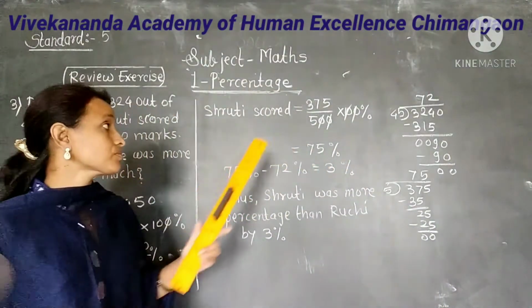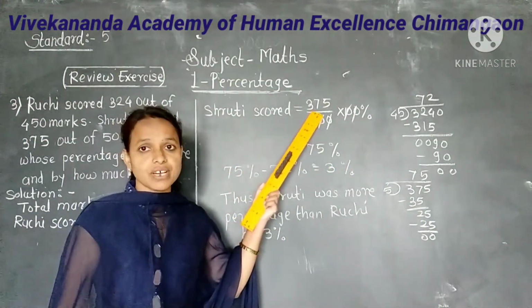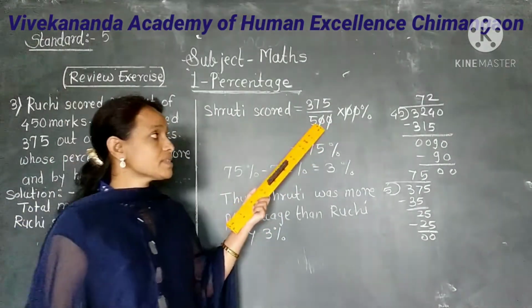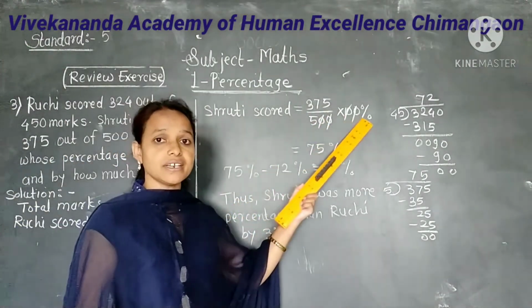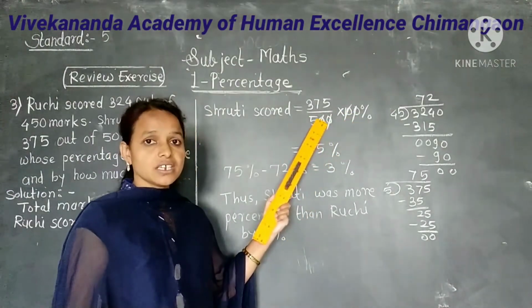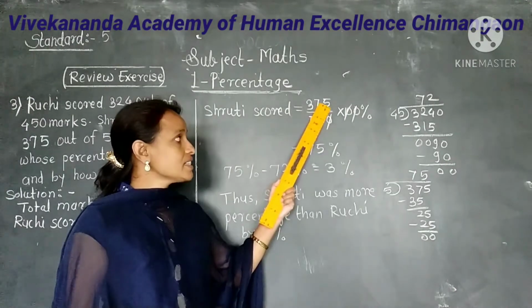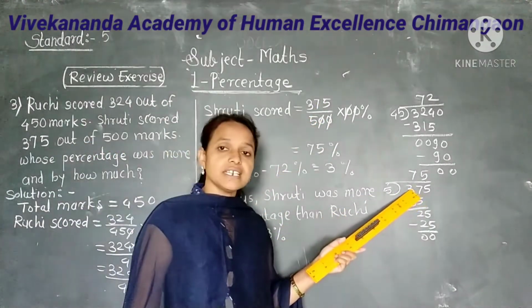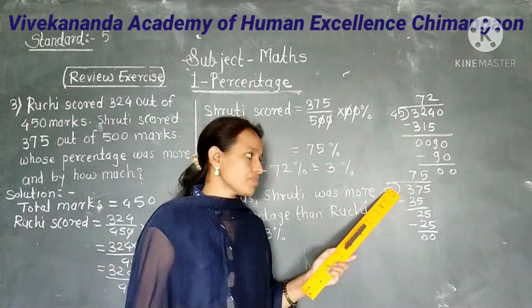Shruti got 375 marks out of 500. So here we want to find its percentage. So we multiply by 100%. Here 0, 0, 0, 0 get cancelled. Now we have to divide 375 by 5. So here we divide 375 by 5.